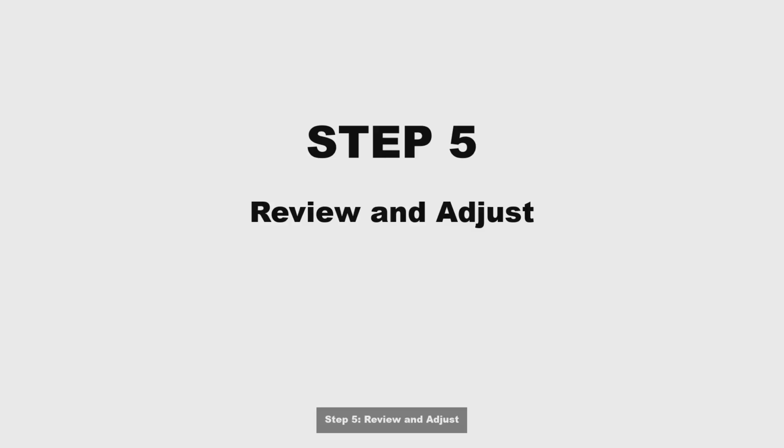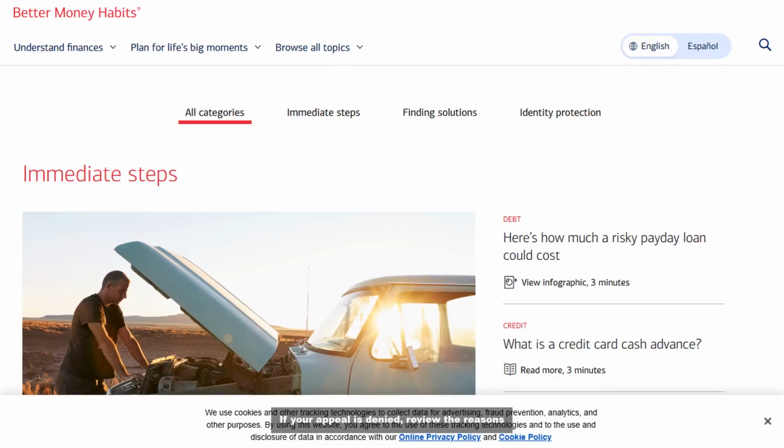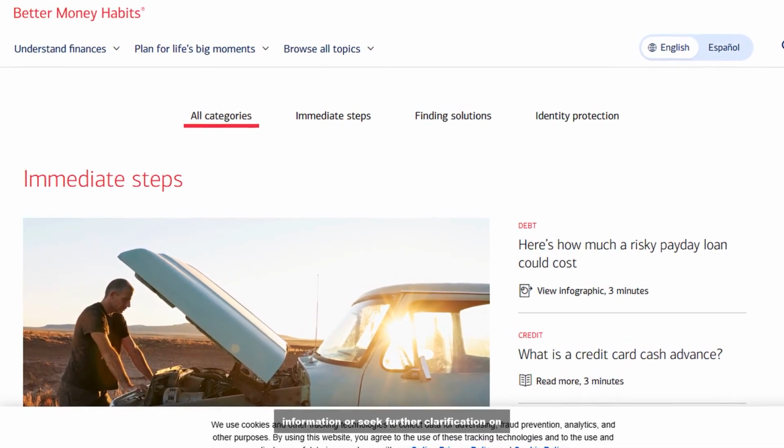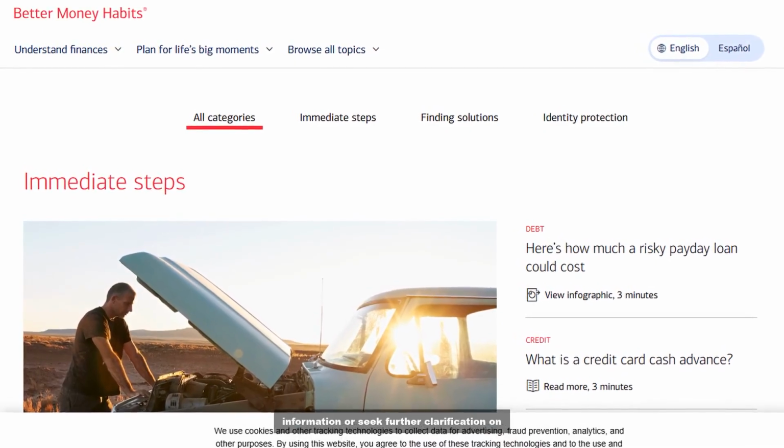Step 5. Review and adjust. If your appeal is denied, review the reasons given and consider adjusting your approach. You may need to provide additional information or seek further clarification on the decision.